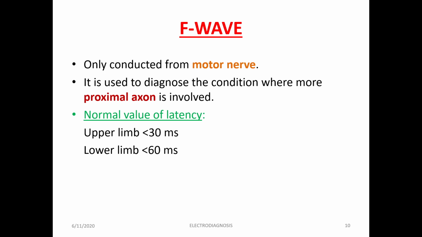And the normal value of latency: in the upper limb it should be less than 30 milliseconds. In the lower limb it should be less than 60 milliseconds. Lower latency is not a problem. Higher latency is a problem. So always we will be looking at the highest latency value. Like in the upper limb, more than 30 is abnormal, less than 30 is good. So we have to remember: less than 30 is normal in the upper limb, and in the lower limb less than 60 is normal.